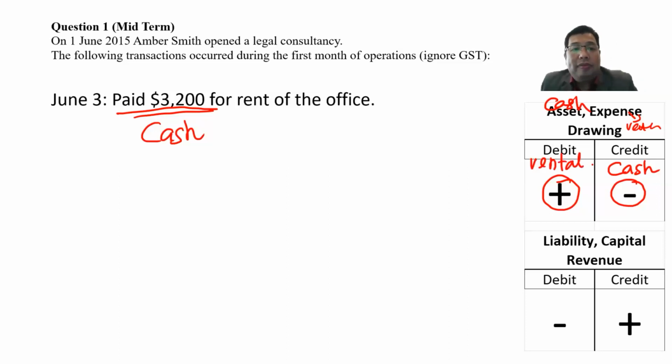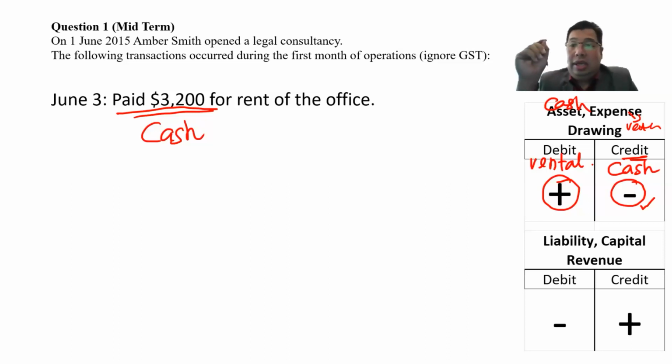Let me repeat again. On June 3rd, the business paid $3,200 for rental expense. So when you make payment, your cash will reduce. Cash is an asset, reduce means credit. When you make payment, your cash will reduce, and you need to credit your cash account. Why? Because a reduction in assets is credit. Whereas your rental expense will increase, so you need to debit your rental expense.